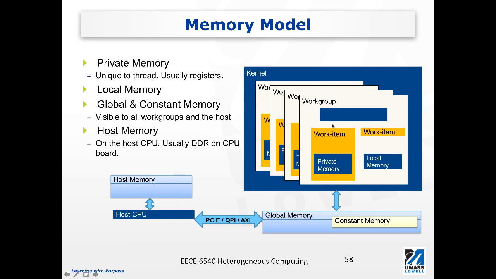And of course, the size and speed of these memory components are different. Private memory is the closest to the execution unit, so it has the fastest speed, but size-wise it's very small. Local memory is a little bit larger, but the access speed is slower than private memory. And for global memory, the access speed is even slower, but the size can be very big.